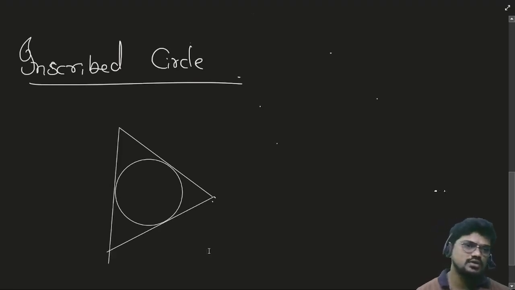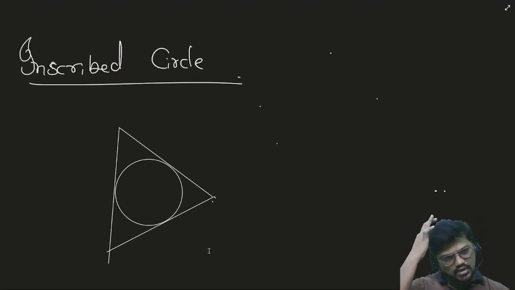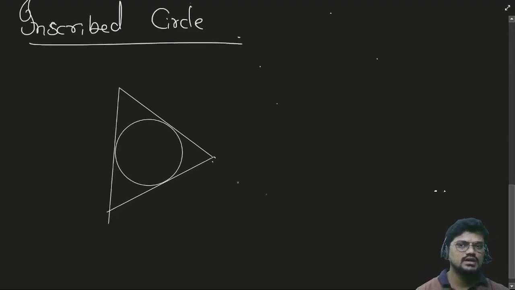This will be said as what? The inscribed circle, where the circle is touching all the sides of the polygon. Understood? There can be a quadrilateral also, it can be a hexagon, it can be a pentagon or anything. It can be. Then we will say it is an inscribed circle.